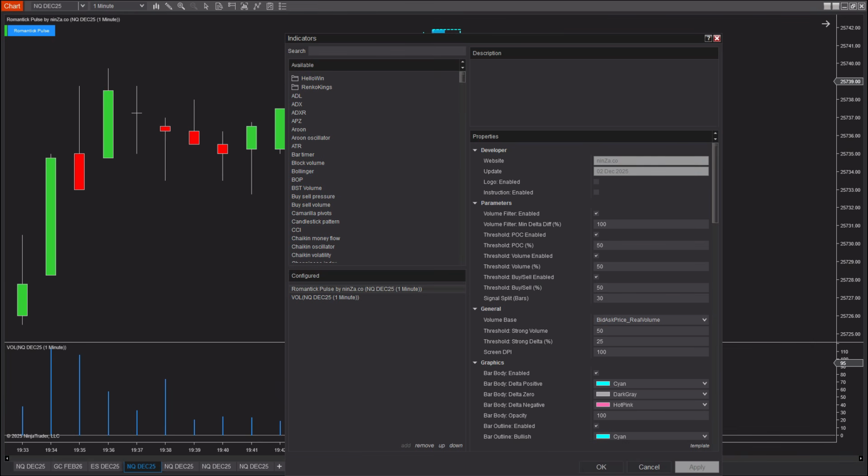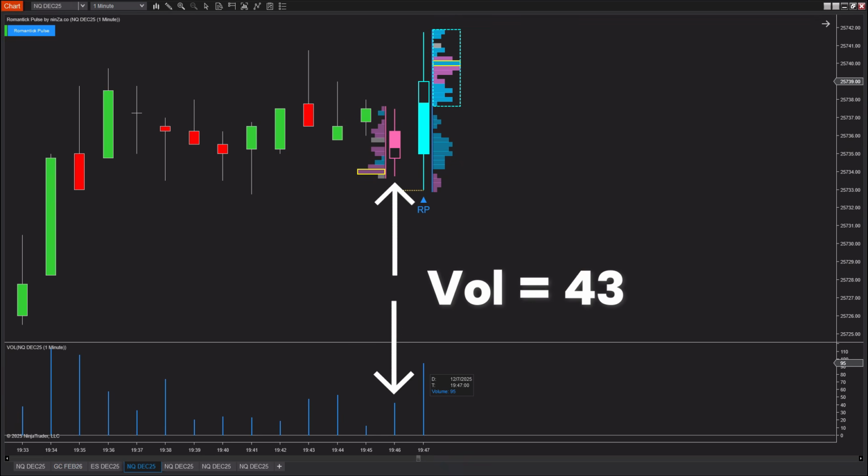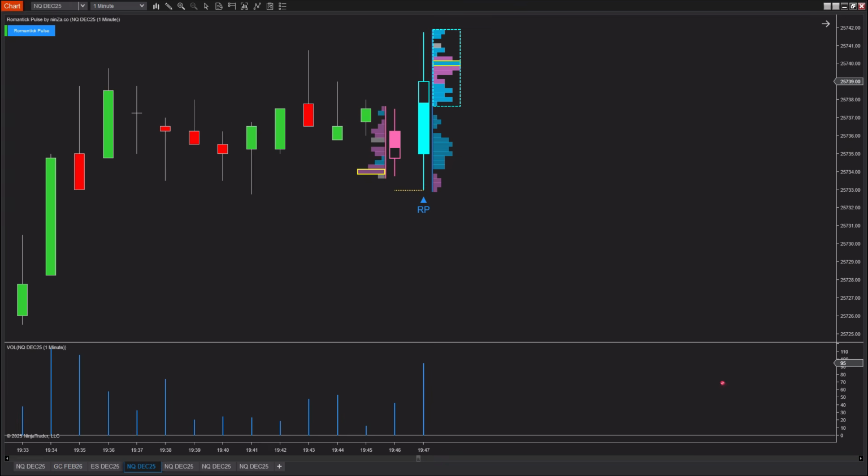be considered valid. To illustrate this more clearly, you can see that we have set volume filter, min delta diff equal 100%. This means the signal candle must have a volume that is at least 100% greater than the volume of the previous candle. In this example, the signal candle has a volume of 95, while the previous candle has a volume of 43. This shows that the signal candle's volume is more than 100% higher than the preceding candle, making it a valid and qualified signal under this parameter.